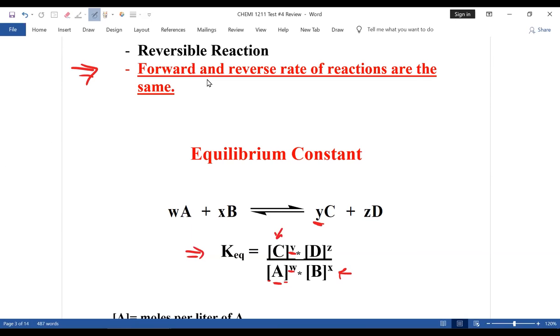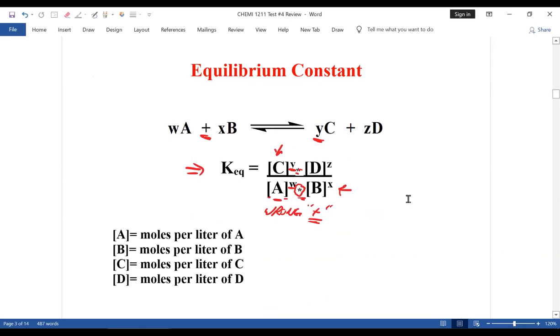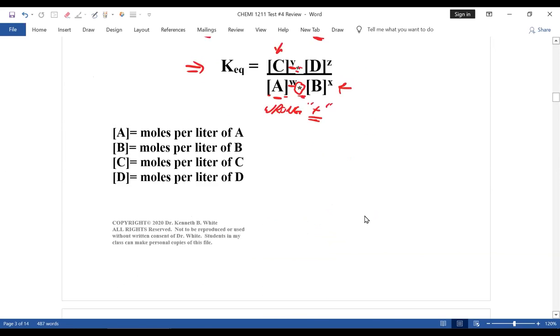Now, important thing, students make a mistake. This is a multiplication. It's wrong to do an addition. For some reason, instead of this, students do this, and that's wrong. It's a multiplication. I think because they see the plus sign here, they try and put it here. It's not. And you should know how to do the equilibrium constant and how to generate the equation for it.